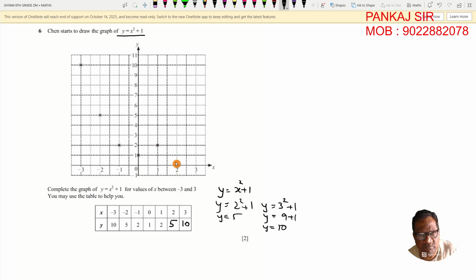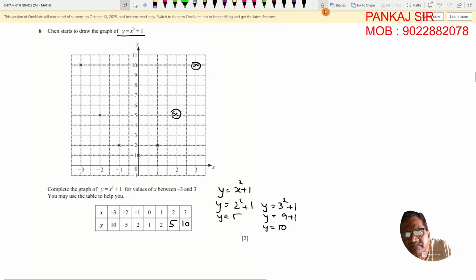Now for 2 you'll have to mark 5. So this is 2, right? So for 2 I'll mark 5. So I'll mark it over here. And for 3 I have to mark 10. So this is 3. So I have to mark it over here. So all the points I've got. Now if I join this, I should get a graph. So let me try that.